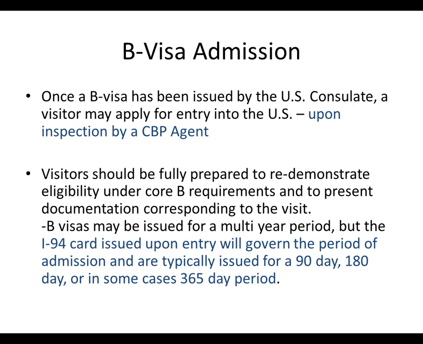We've already covered that the B visas can be issued for a multi-year period. It can be a 3, 6, or 10-year period. And then the I-94 card governs the actual period that you're authorized to remain in the United States under that entry. The I-94 card itself can be issued for 90 days, 160 days, 180 days, and in some cases for a 365-day period. That's pretty much the limit of one entry under the B visa. And so if you need longer than a 1-year period, you can either pursue that through multiple entries, or you can pursue that through a different visa category.